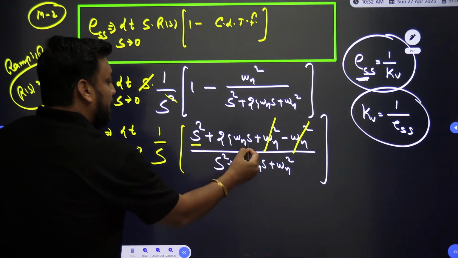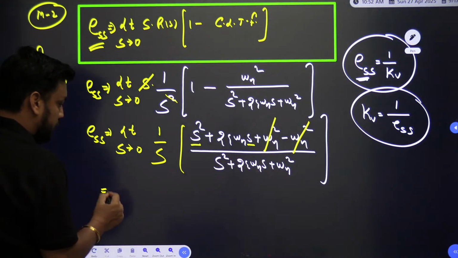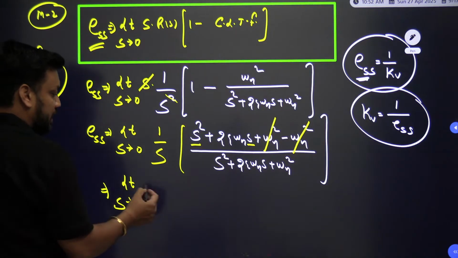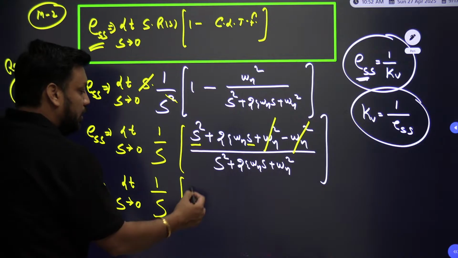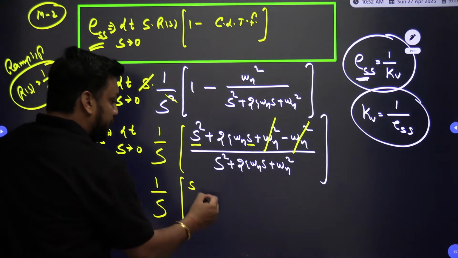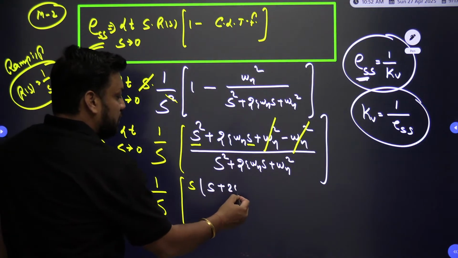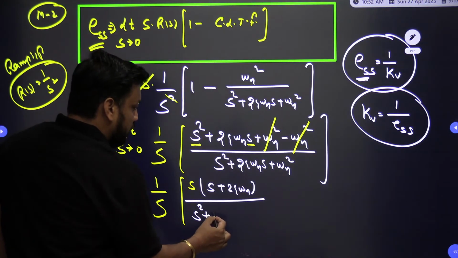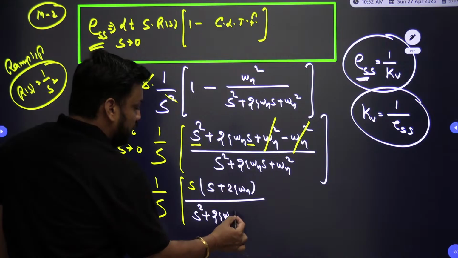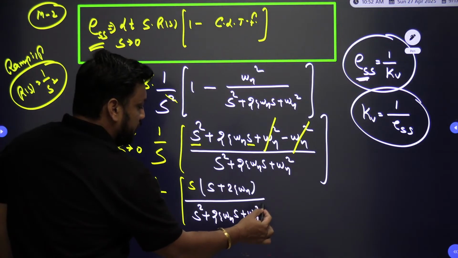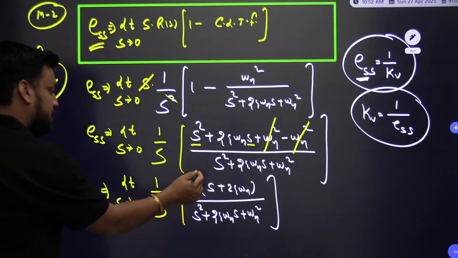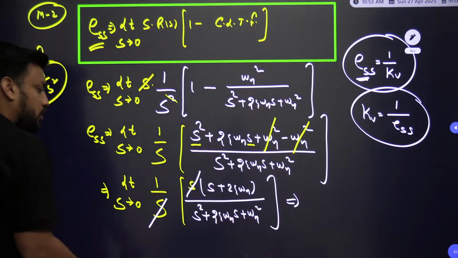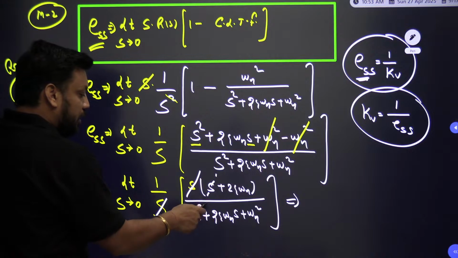Now do I have a scope to take common s here? Yes sir, you can take s common. So once you take common, limit s tends to 0, 1/s outside, then you take common s. What is left inside? You will say, sir, s plus 2ζωn is left inside upon s² plus 2ζωn s plus ωn². So don't you think this s and this s get cancelled out? And once you put limit s tends to 0, this becomes 0, this becomes 0.